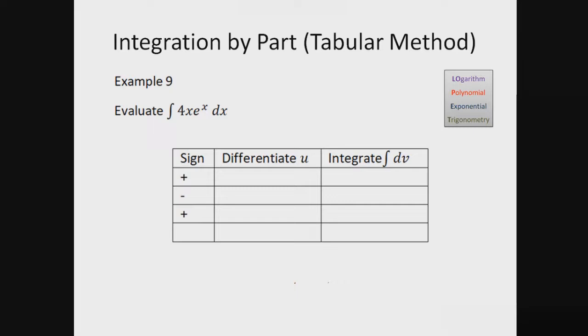Okay, let's look at example 9. Evaluate the integral of 4x e to the x dx. So we have to choose u according to the LIATE rules. We choose the polynomial, which is 4x, and then we differentiate again and again. So we get 4, and then we differentiate 4, we get 0. We differentiate until we get 0, or we cannot differentiate it again.